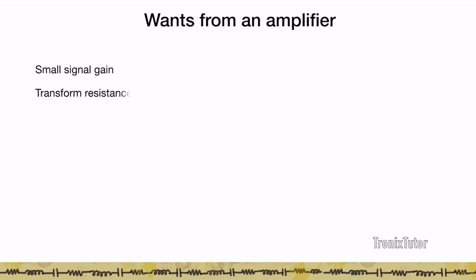But let's just assume for now that we have a reference source and we use current biasing for all our circuits. Now let's think about what are all the various wants from an amplifier. So first thing is obviously the small signal gain. We may also sometimes want to use a circuit to transform resistance. That is, we either want the circuit to work like a buffer, so essentially it isolates everything that's connected prior to it.